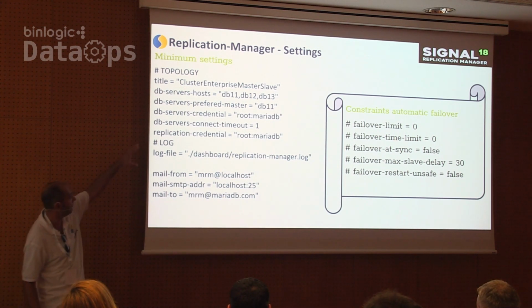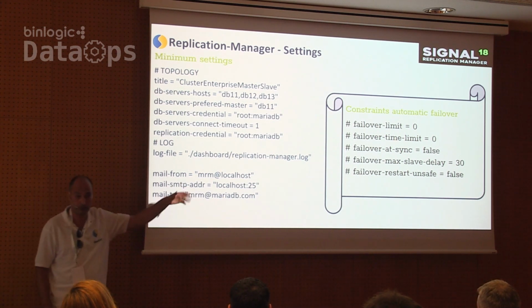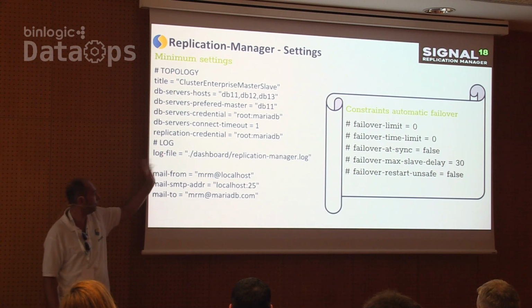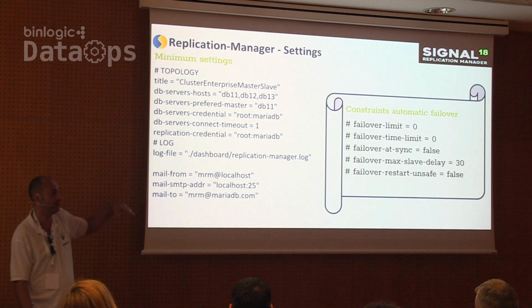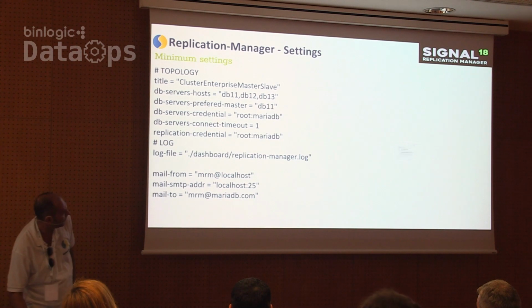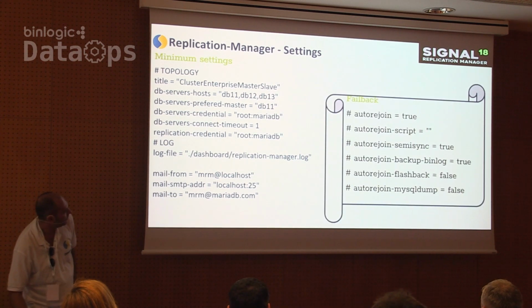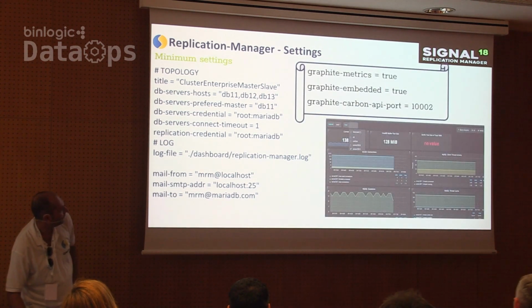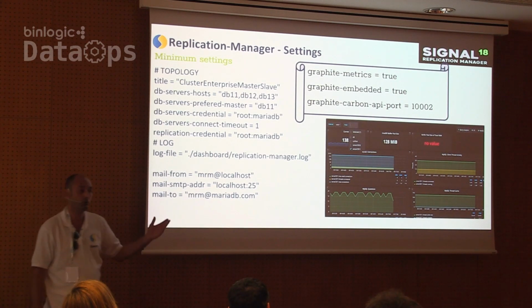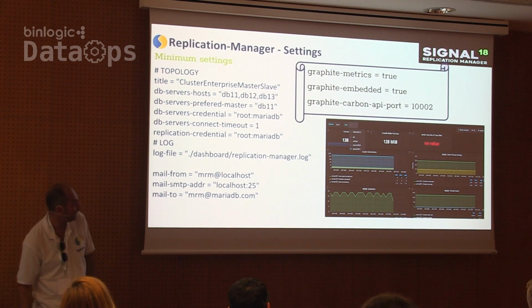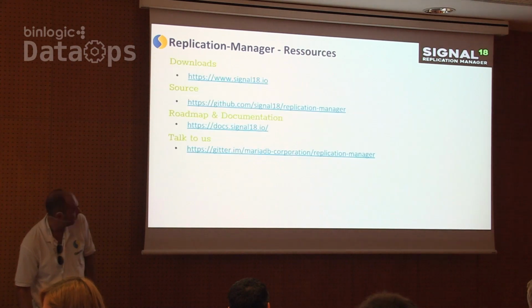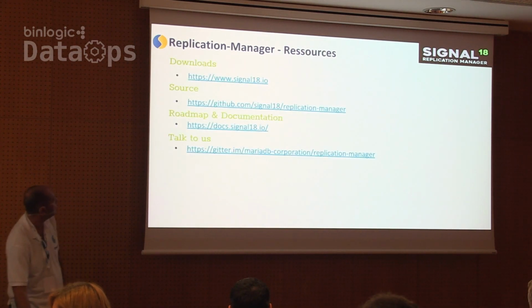Minimum setting is very easy. You give your database server, and then you give the user for connecting to the database and user for setting the replication. And you go. You're good to go. The auto-rejoin stuff and the monitoring stuff push to some Graphite storage. And then from the Graphite, you can put Grafana on top of it. And then we push all the metrics. So thanks for Replication Manager.